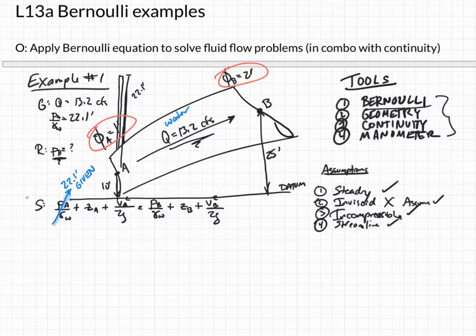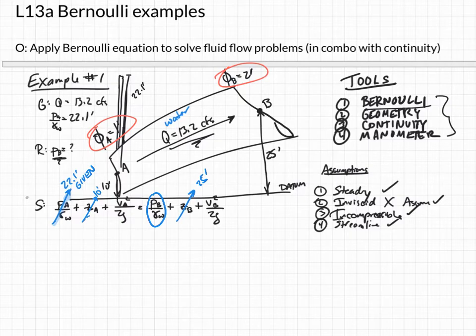Okay, let's do PB, unknown, that's what we're looking for. ZA and ZB. I could move the datum if I wanted to. I could make A the datum, and then that would make ZB 15 feet. As long as ZB is 15 feet higher than ZA, it doesn't really matter. So let's go ahead and make this one 10 feet, and let's make ZB 25 feet. That's how high they are above the datums.